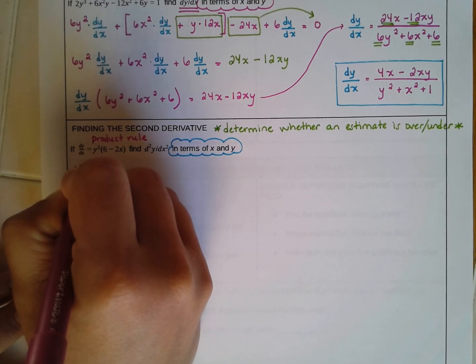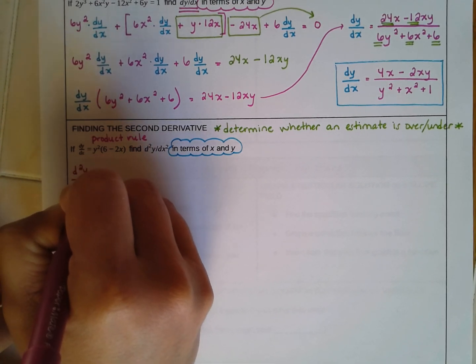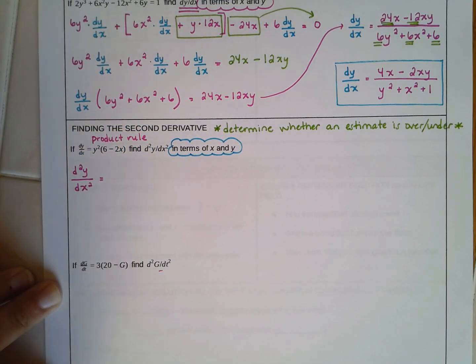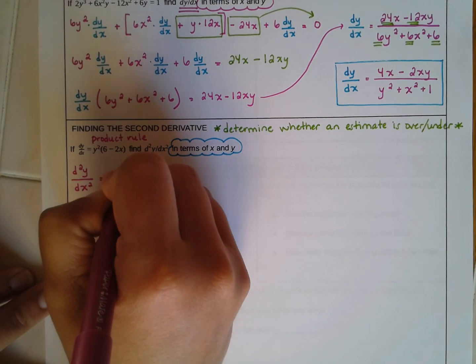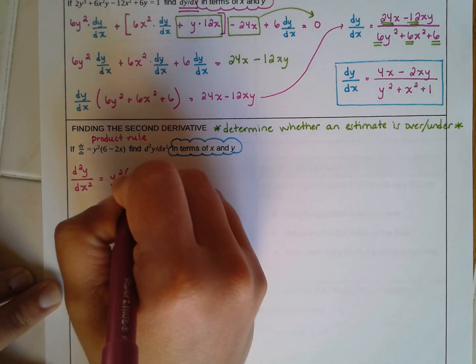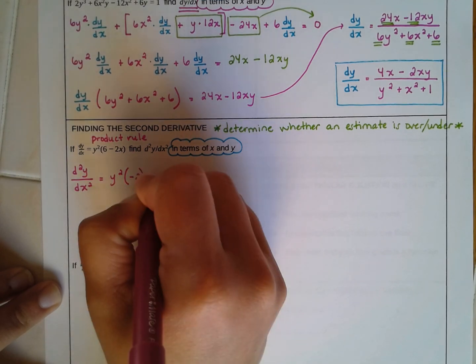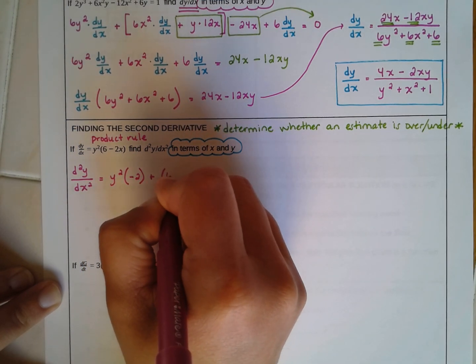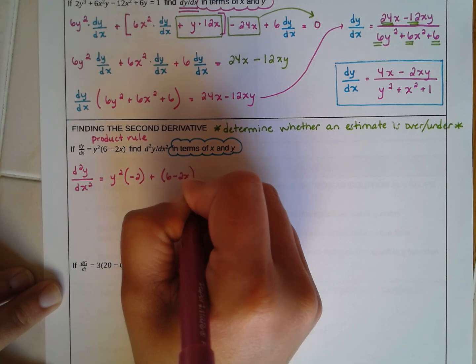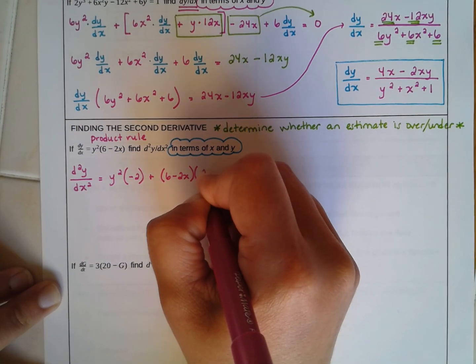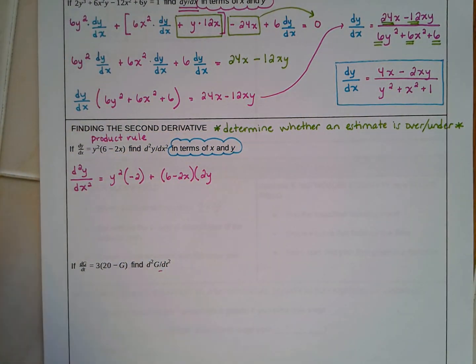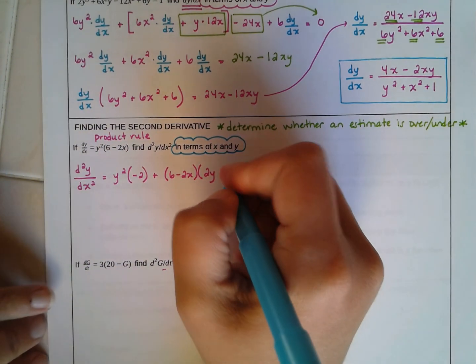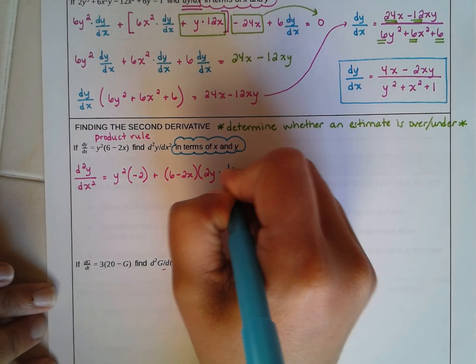So the second derivative, d squared y over dx squared will equal, I'm going to copy the first, which is y squared, take the derivative of the second, which would just be negative 2. Plus I'm going to copy the second, which would be 6 minus 2x, and then take the derivative of the first, which would be 2y, and then times dy over dx.